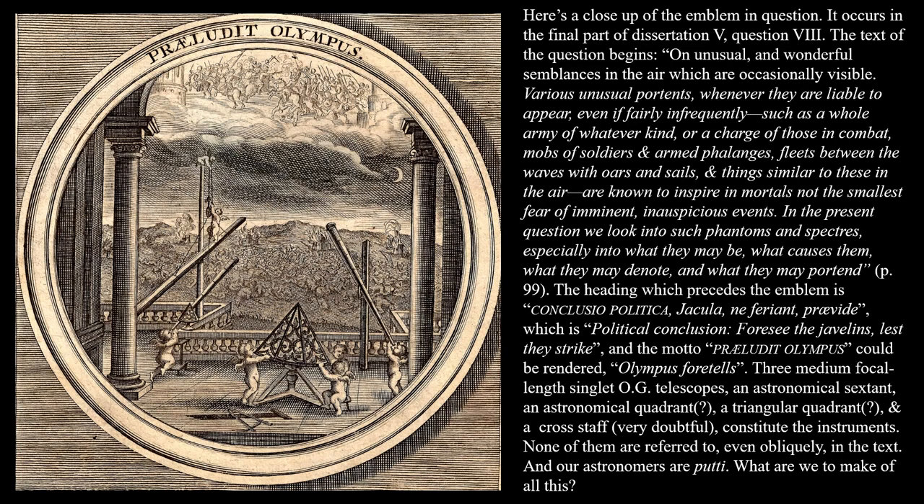Here we have 3 medium focal length singlet object glass telescopes, an astronomical sextant, an astronomical quadrant, a triangular quadrant, and perhaps a cross staff on the ground there. These are the instruments. None of them are referred to, even obliquely, in the text, and our astronomers are putti. What are we to make of all this?